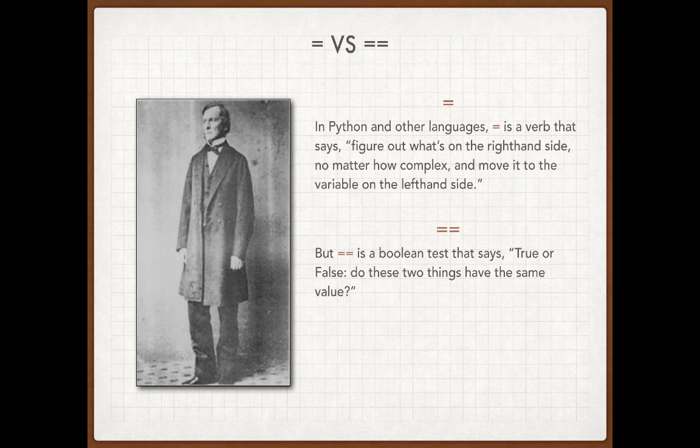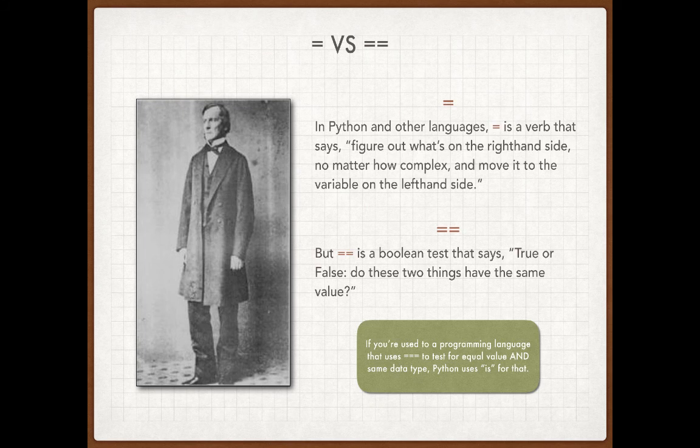But equals equals is different. It is a Boolean test that says, true or false, does the thing on the left have the same value as the thing on the right? True or false? So double equals will always evaluate to a Boolean. It will always evaluate to true or false. So when we do an if statement, you will often see that double equals in the conditional.